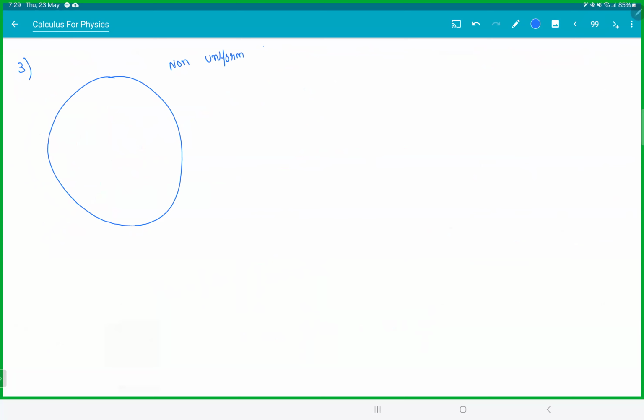We have a non-uniform disk. Sigma is 2x plus 3 kg per meter square. Did you observe one thing? When x is 0, sigma is 3. The radius of the disk is 2 meters. Same thing. So the disk is becoming heavier and heavier as you go out. Find the mass of the disk. So you have to do the same question, except the value of sigma is now 2x plus 3 instead of cx. Try. You've got 2 minutes. Give it a try.